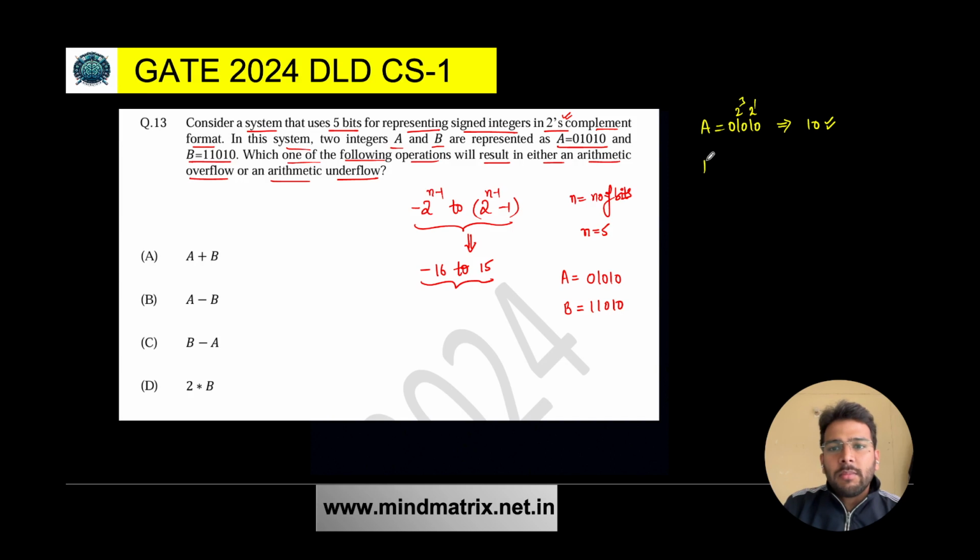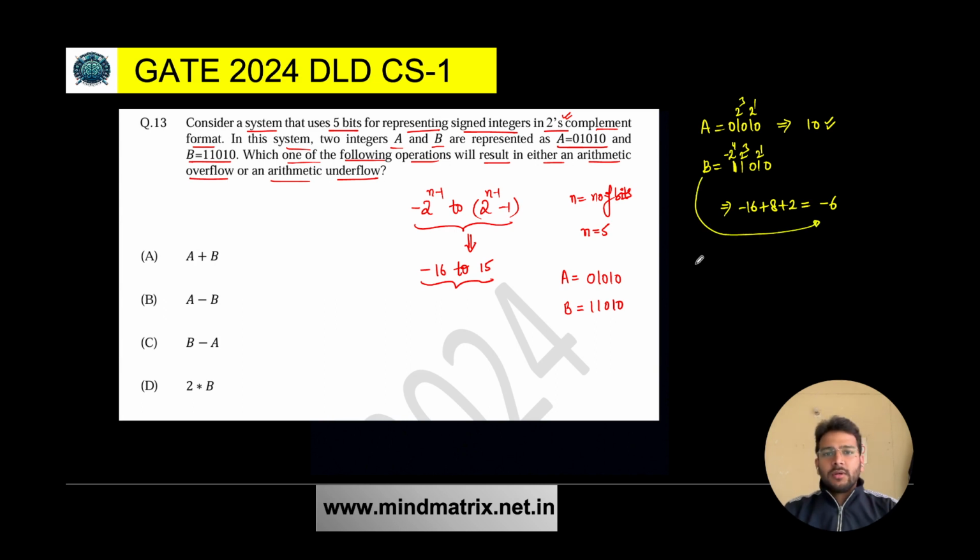Fine. What about b integer? So it is 1 1 0 1 0. So this is 2 raised to the power 1, this is 2 raised to the power 3, and the most significant bit is 1 here. So it is going to be minus of 2 raised to the power 4. So what do you get? Minus 16 plus 8 plus 2, and that will give you minus 6. So this is the value of b integer in decimal, right?